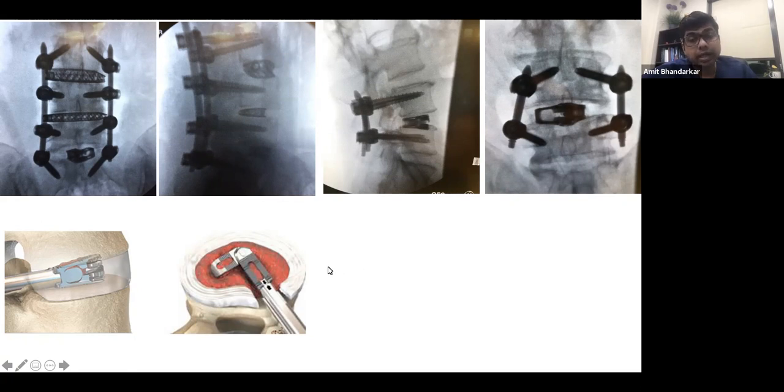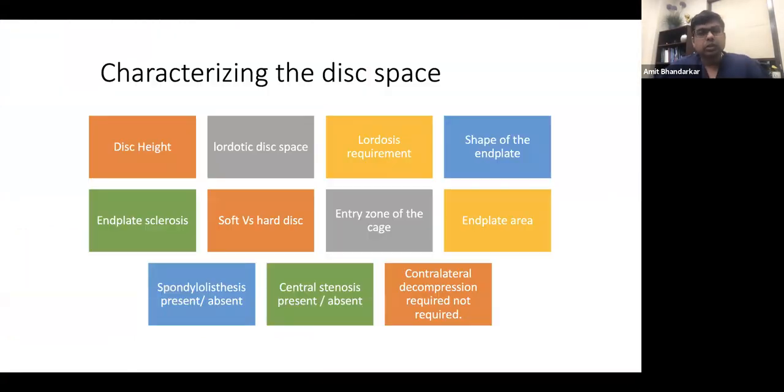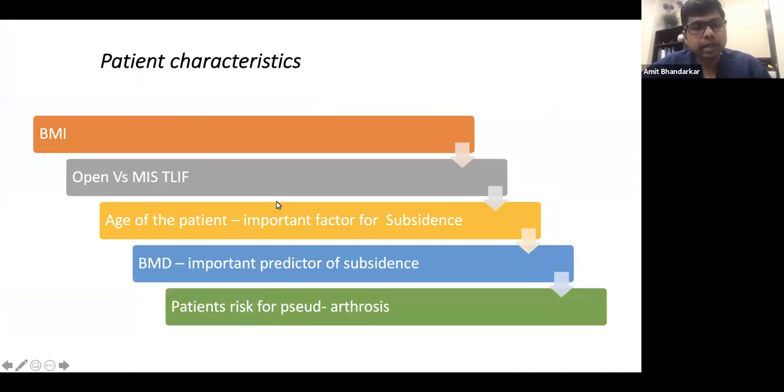There are some cages in which I need a parallel expansion, so I put a lordotic cage, and I will show you an example of that. But this is a patient in which the preoperative disc space was lordotic, and I wanted the narrow posterior window, so we wanted to put a cage that can expand in lordosis, and this cage serves that purpose. Even though there is a subsidence now, the cage is still doing its job. So again, this is just to remind us, we need to look at a lot of these characteristics of the disc space before we decide on the cage. You have to look at the patient characteristics as well.